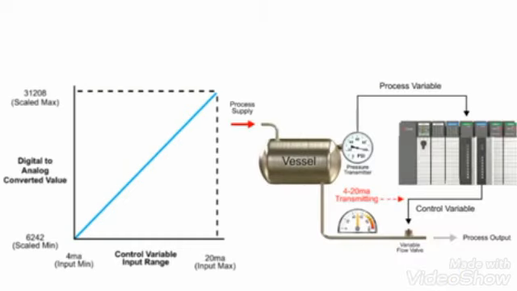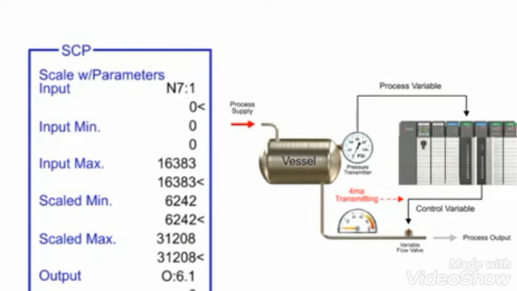The analog output module converts the digital value in the range of 6,242 to 31,208 to an analog signal of 4 to 20 milliamps. The analog signal is then sent to the flow valve, where the operating range is adjusted between 0 and 100%.